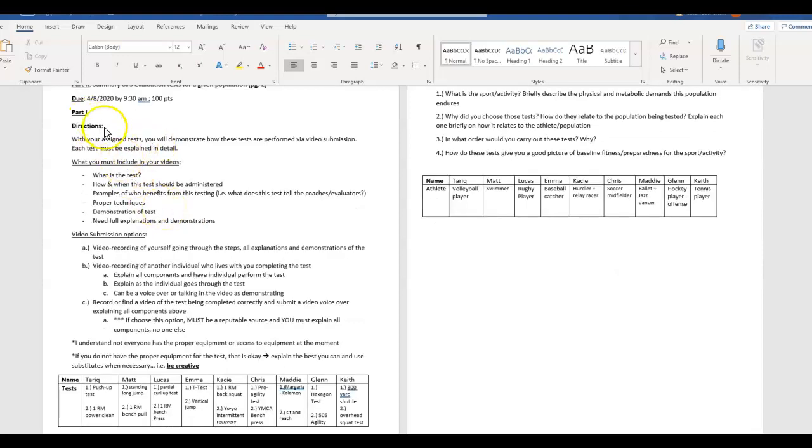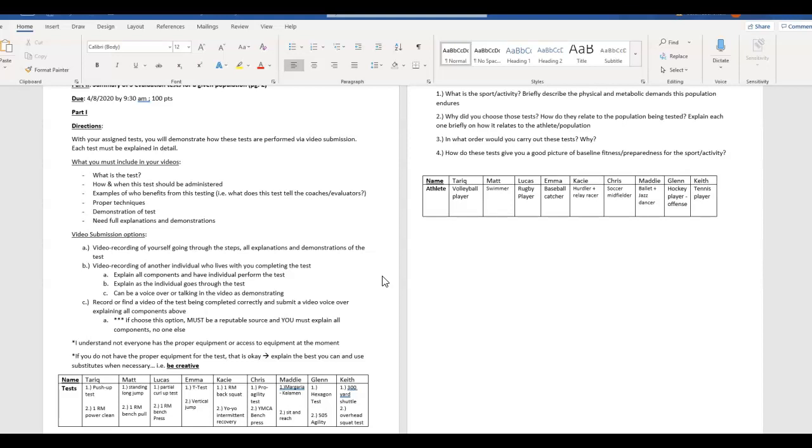And here's the directions for part 1. With your assigned tests, you will demonstrate how these tests are performed via a video submission. Each test must be explained in detail. Now, traditionally, these past couple weeks in class, we would have been doing this in the lab, and you would have been running your peers through these tests and setting them up in the lab and explaining them as, quote unquote, the coach. But since obviously we need to make adjustments, this is how we're going to do it.